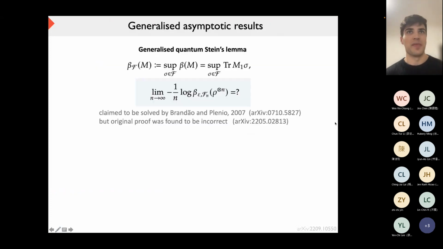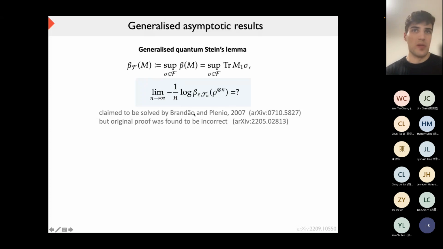To give some examples, in some settings an important problem is the generalized Stein's lemma, also known as composite hypothesis testing. Here the second hypothesis is not just a single state, but it can be any state from this set of states F. So essentially, we quantify the worst-case error. We want to discriminate one state rho versus a whole set of states F. And then we ask, what is the best error exponent we can get? This question is unsolved for this composite setting, except for some special cases.